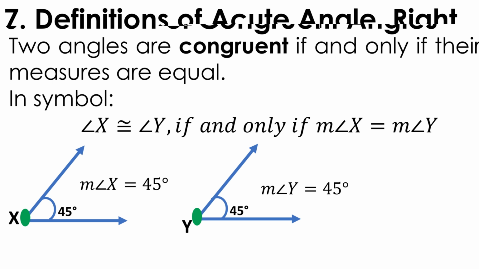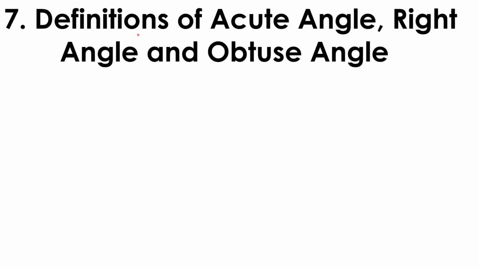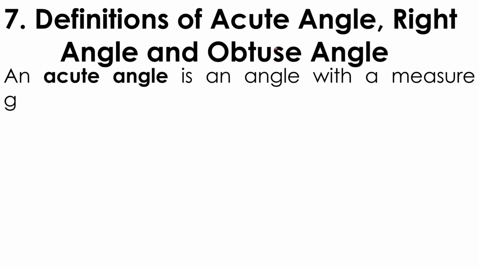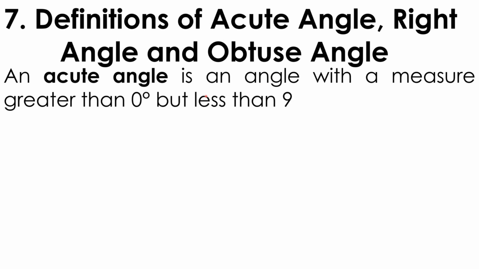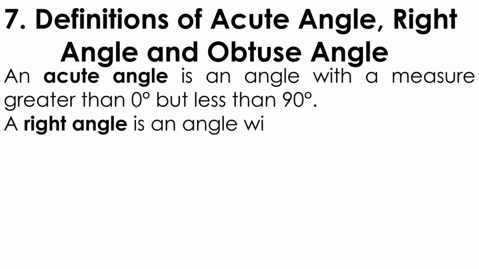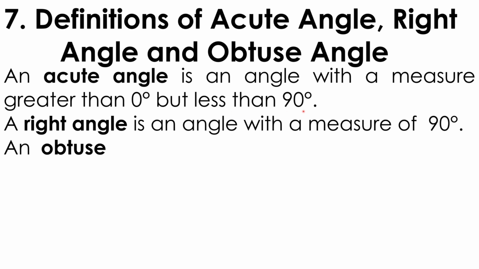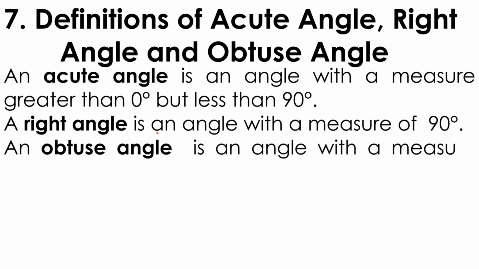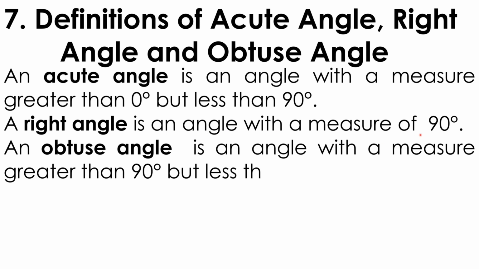Now let's proceed to the seventh definition, which is the definitions of acute angle, right angle, and obtuse angle. An acute angle is an angle with a measure greater than 0 degrees but less than 90 degrees. A right angle is an angle with a measure of exactly 90 degrees. And the last one is the obtuse angle. An obtuse angle is an angle with a measure greater than 90 degrees but less than 180 degrees.